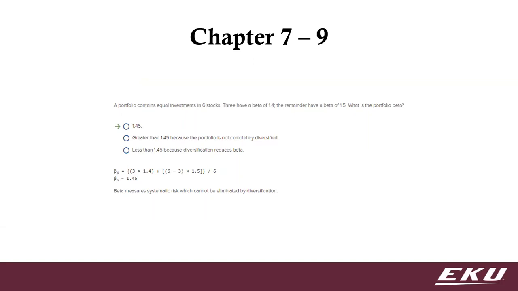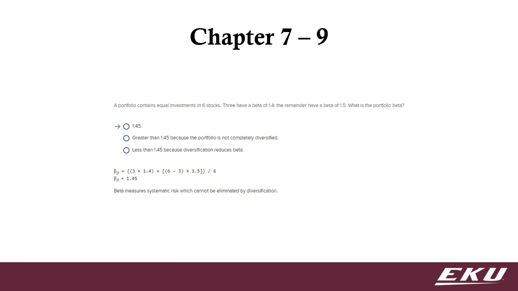So, question 9 says a portfolio contains 6 stocks. We're equally invested in each of them. 3 have a beta of 1.4. The rest of them have a beta of 1.5. So what's the beta of the portfolio? Well, half is in one and half is in the other, so it ends up being halfway in between.